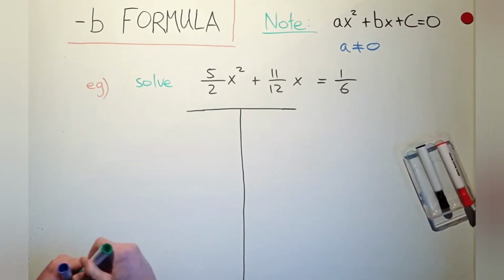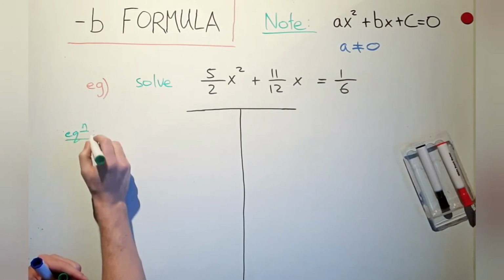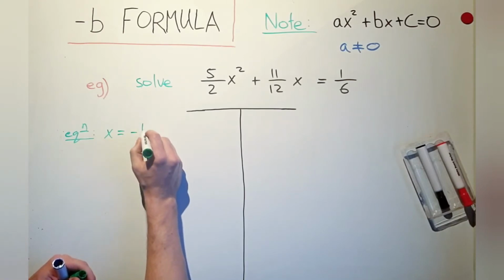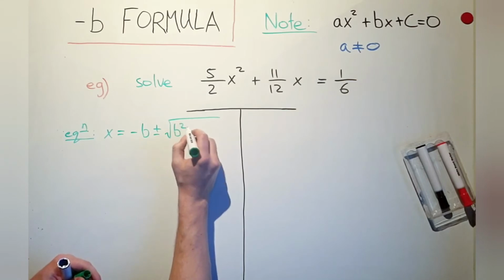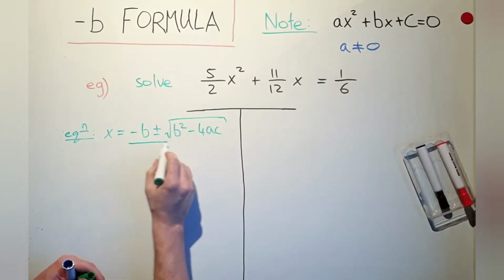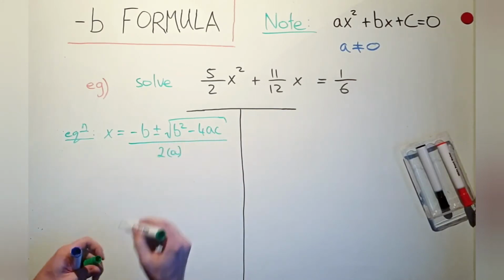When using the minus b formula, I like to write it explicitly because it's easier to deal with. So I'll write it here: minus b plus or minus the square root of b squared minus 4ac, and the whole thing is divided by 2a, not just the square root part, the whole thing.